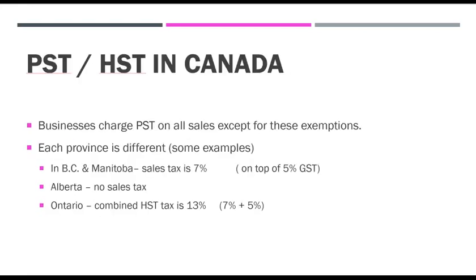Now, what's complicated is that every province is different. In BC, we have sales tax of 7%, same as Manitoba, and that's on top of the 5% federal GST. Alberta has no sales tax, though they do have the GST. Ontario and several other provinces combine it into something called HST, Harmonized Sales Tax, and that becomes one rate for both the provincial and the federal sales tax.